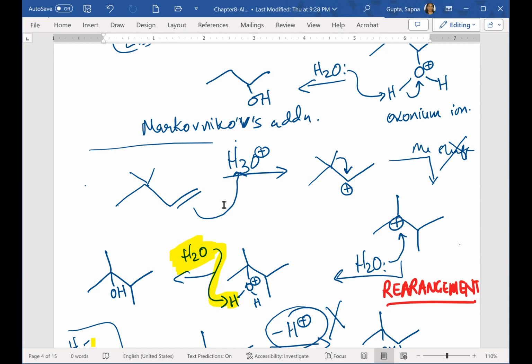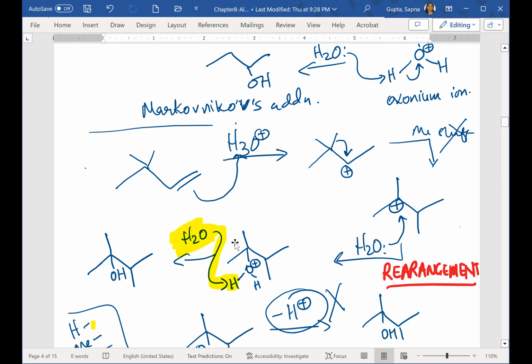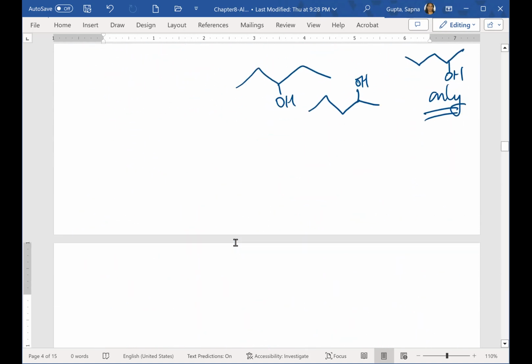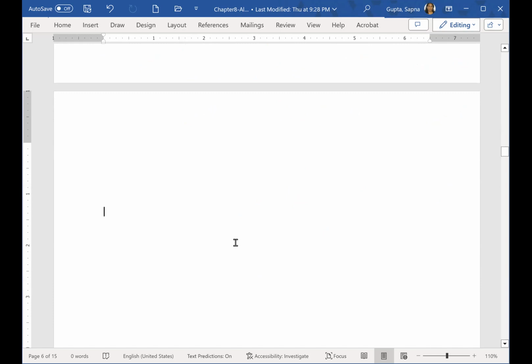Okay, so you got two issues. What if you want an anti-Markovnikov alcohol? What if you want your alcohol to be on the carbon with more hydrogen, right? So what if you want anti-Markovnikov? And the same thing with the rearrangement. You don't want that problem that you're going to get rearrangement. Okay, you want your alcohol to just be where you want it to be. All right, so for that, we have reagents that can do it. So the first one we're going to learn about is oxymercuration.